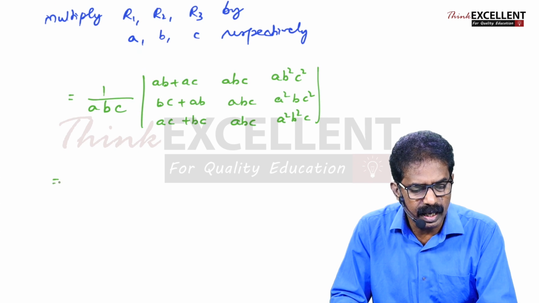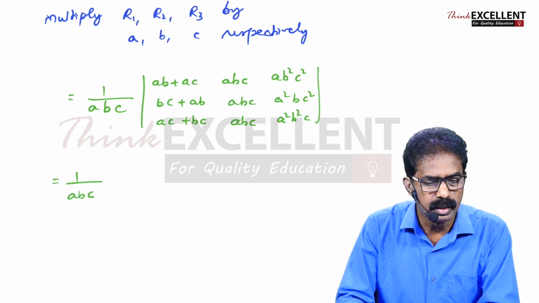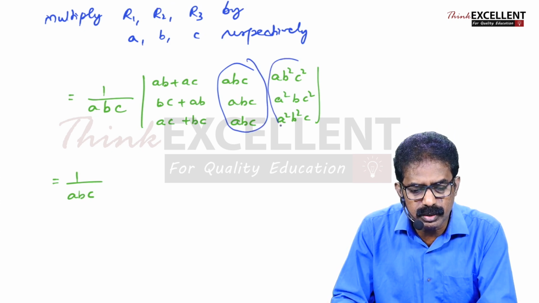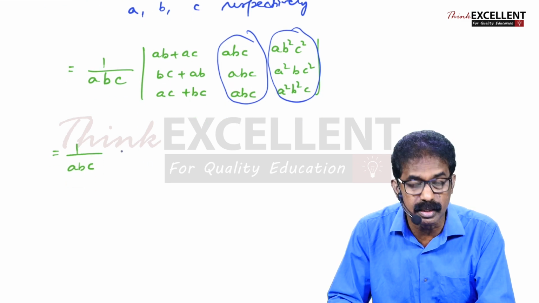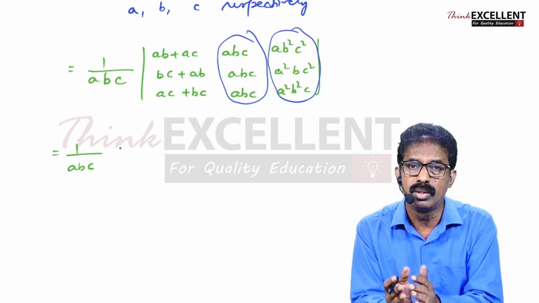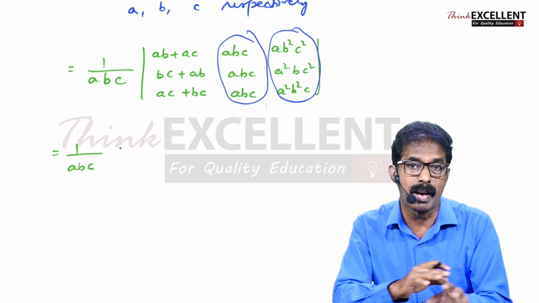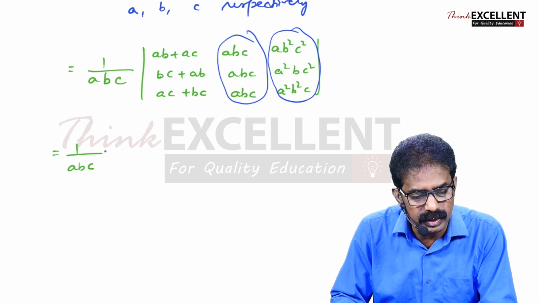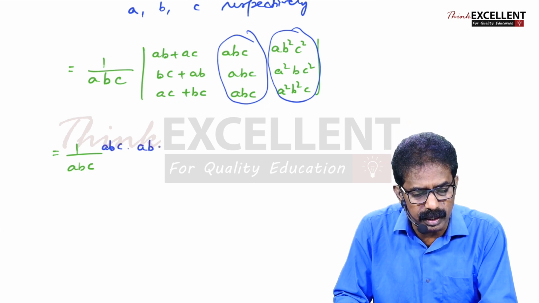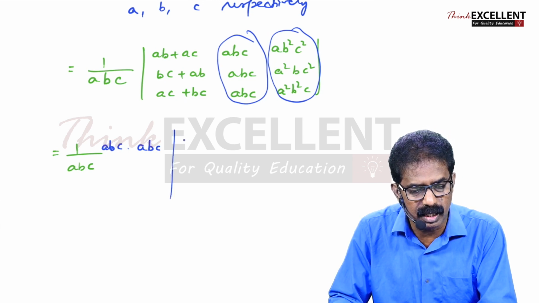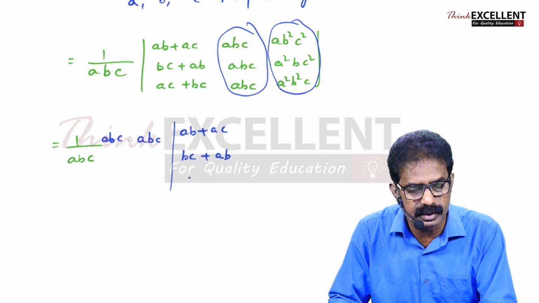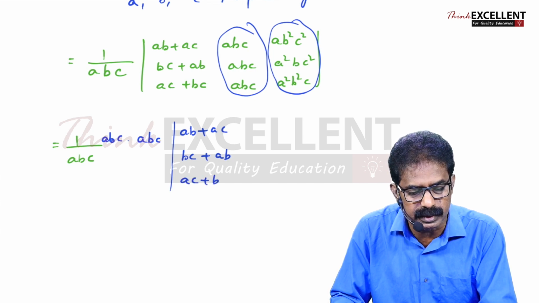Now listen carefully. Already we have 1 by ABC. In the second column, what is common? ABC. Third column also you can take one ABC outside. So if something is common in any one row, you can take it out, or in any one column. Not like matrix. Matrix, if something is common in all the elements, then only you can take it out, right? So here second column we take one ABC. Third column we take one ABC. So listen, first column remains same. Sorry, first column is AB plus AC, BC plus AB, AC plus BC.